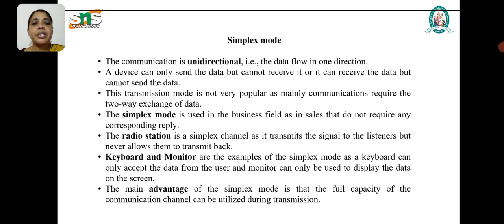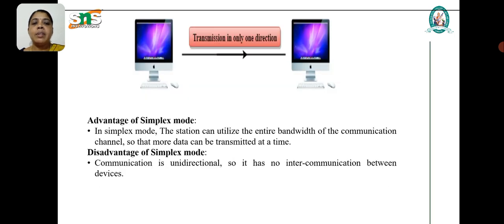The main advantage of simplex mode is that the full capacity of the communication channel can be utilized during the transmission. That is, the sender side communication is perfect for transmitting the information. An example of the simplex method is one-to-one communication, where we send the information in only one direction. The advantage is that the station can utilize the entire bandwidth of the communication channel so that more data can be transmitted at a time. The disadvantage is that it is unidirectional.